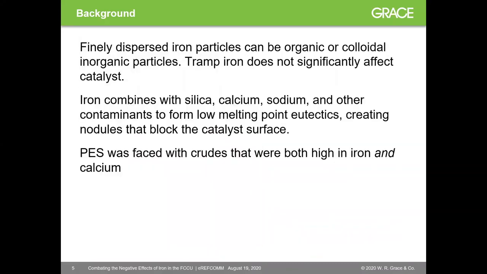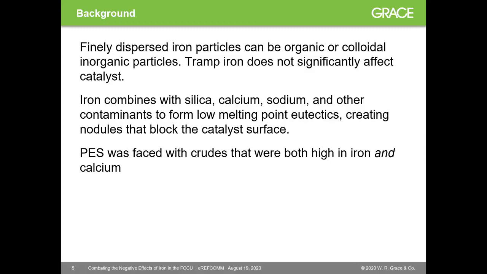Previous studies have shown that finely dispersed iron particles can be organic or colloidal. Inorganic particles will deposit onto the surface of the catalyst. Tramp iron from sources such as rusting refinery equipment will not affect catalyst quality. Deposited iron combines with silica, with calcium, sodium, and other contaminants to form low melting temperature phases. These create nodules that occlude the catalyst surface, limiting diffusion of hydrocarbons through the catalyst particle.